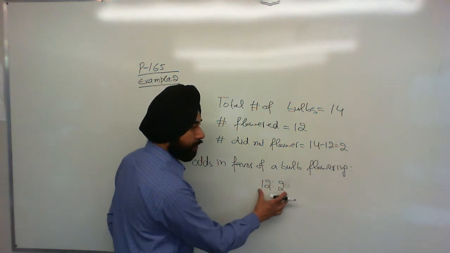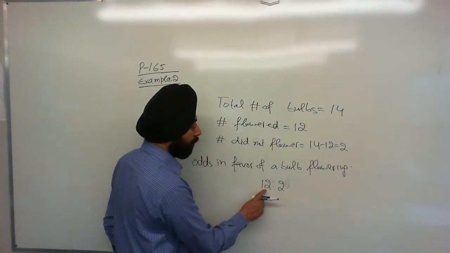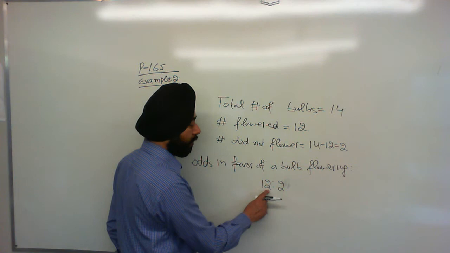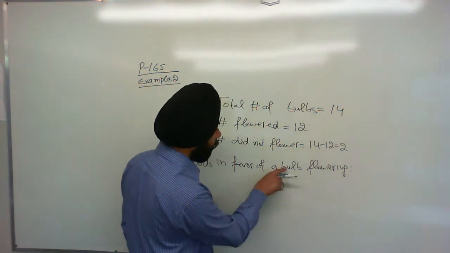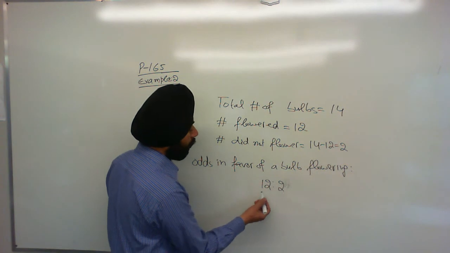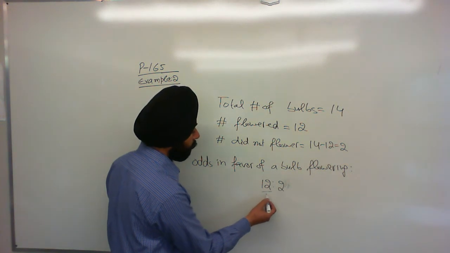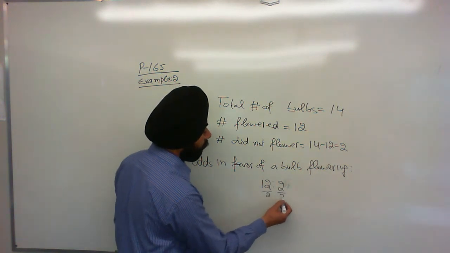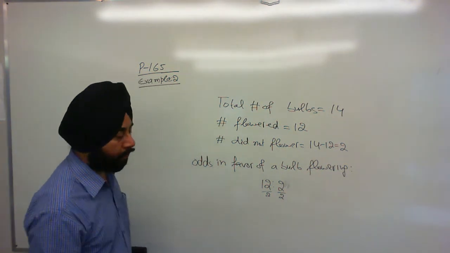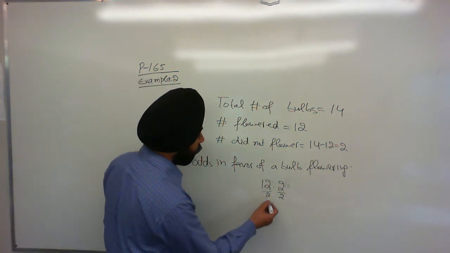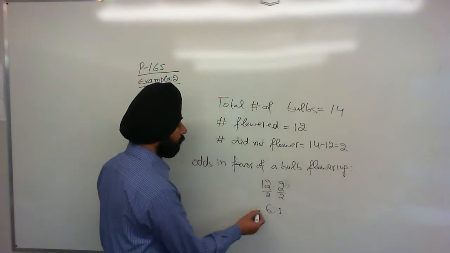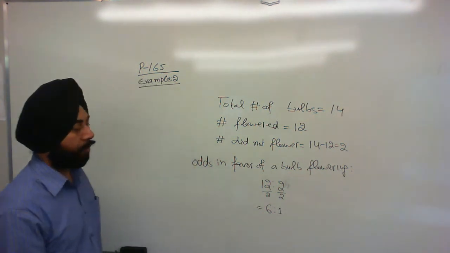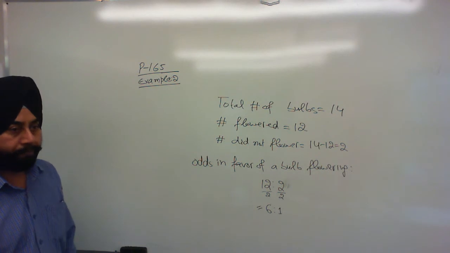Out of 14 chances, there is 12 times that the bulb will flower and 2 times the bulb won't flower. This is in favor of flowering. But you need to write this in the simplest terms. You can divide both of them by 2. That's a common factor. So this will change into 6 to 1. So that's your answer. The odds in favor of a bulb flowering is 6 to 1.